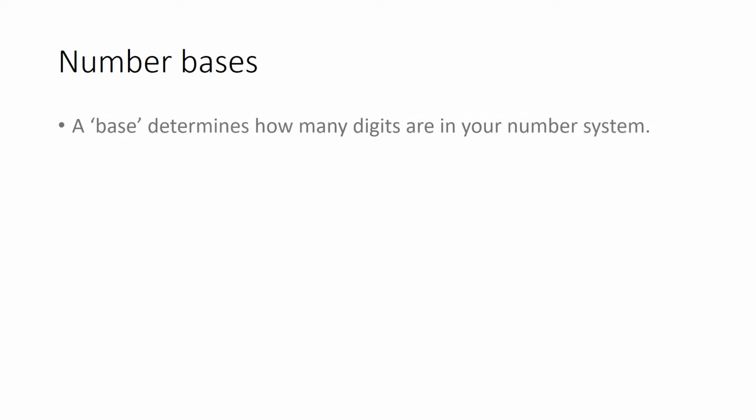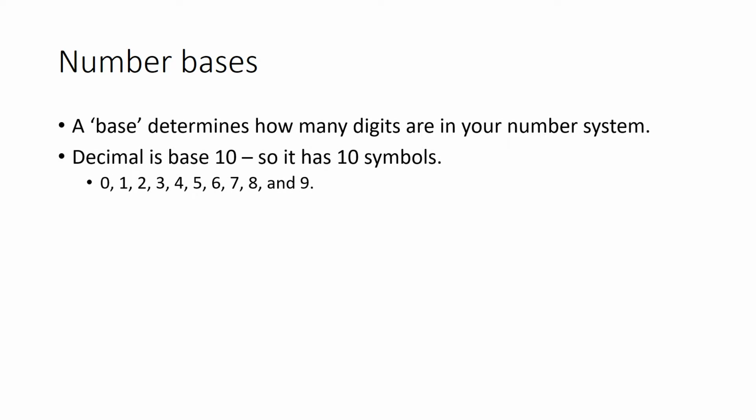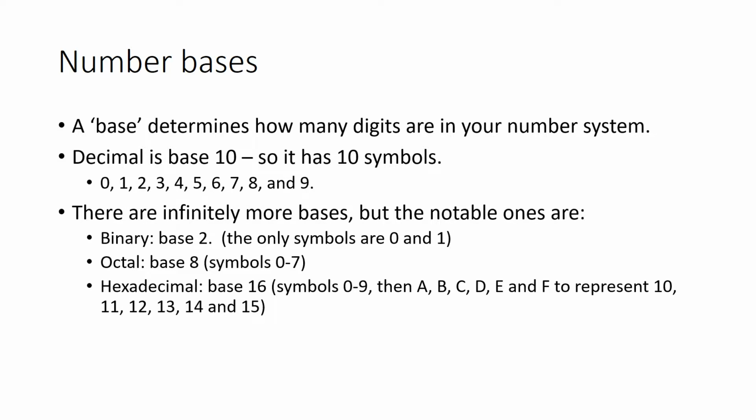Moving on then, next up we're looking at bases, and a number base determines how many digits there are in your numbering system. So we mostly use decimal. This is base 10, so it has 10 symbols from 0 to 9, 0, 1, 2, 3, 4, 5, 6, 7, 8, 9. And by combining those symbols, you can make any number you like in decimal.